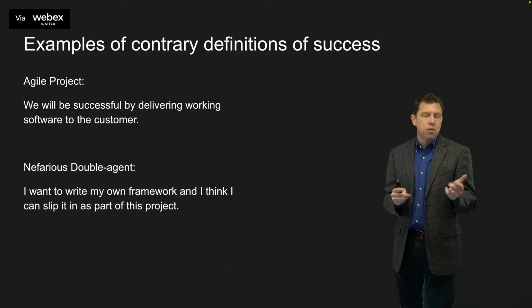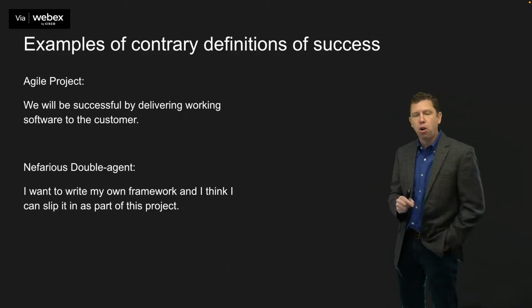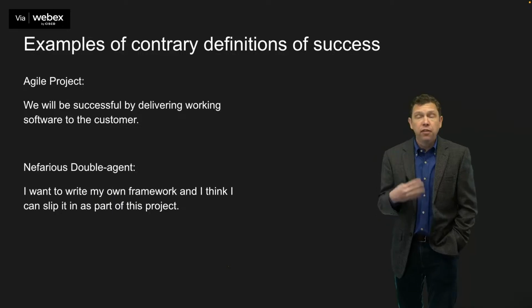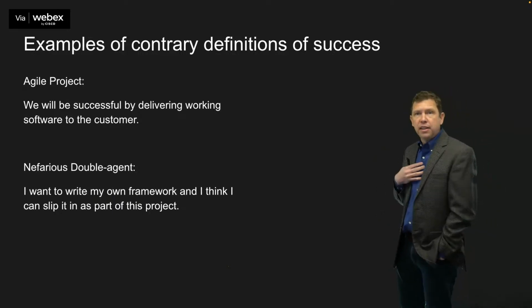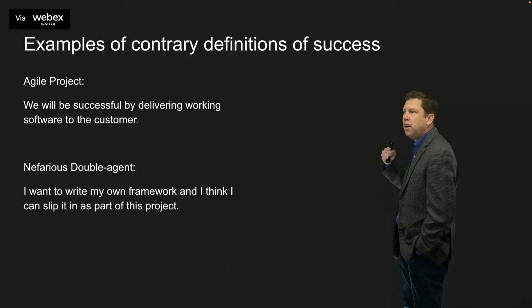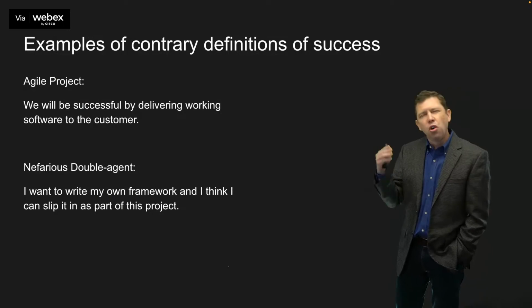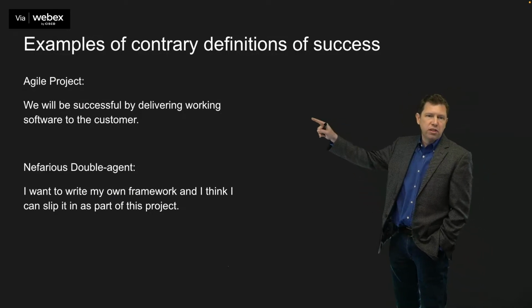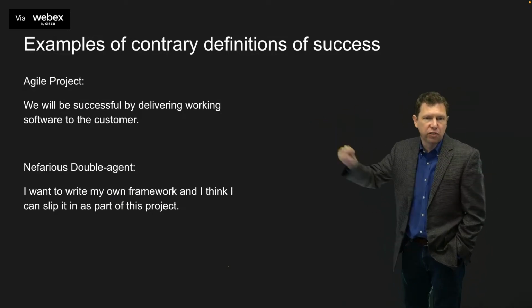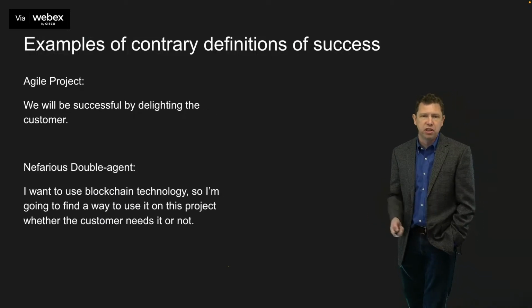A nefarious double agent, though, might have a goal of saying, I want to write my own framework, and I think I can slip it in as part of this project. So this is a very common thing, and it's easy to do. As an engineer, as a developer, there are ideas I have in my mind that it's very easy for me to look for a project where I could implement those things, whether it's really in conflict with the idea of successfully delivering working software to the customer. So that's an example of a contrary definition of success.